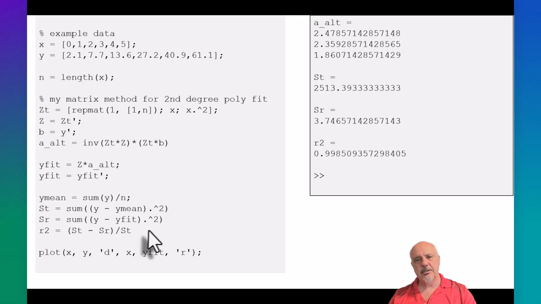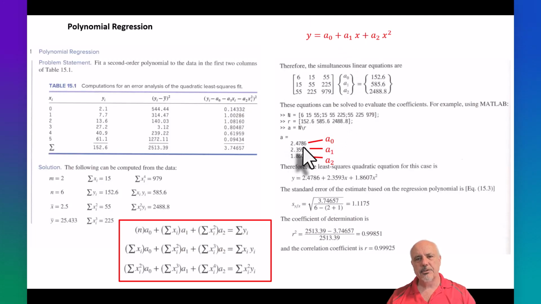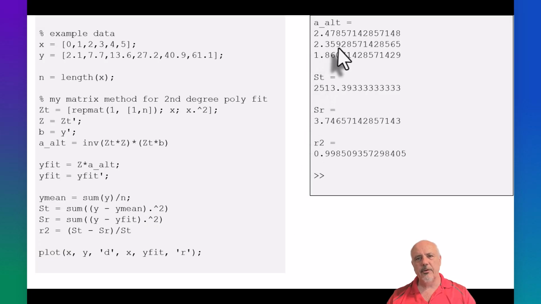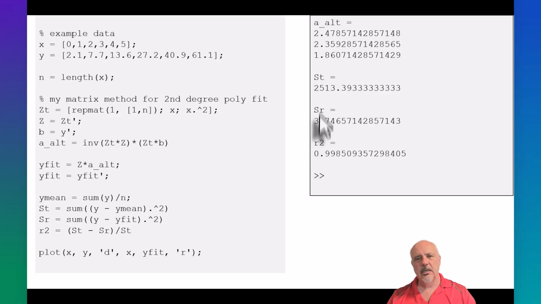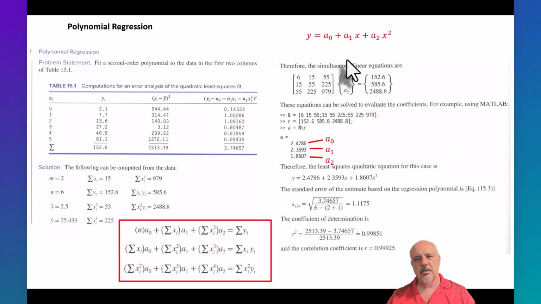And there's how good it is. So here we go. And then I plot it. I got the A alternate, 2.4785 for my A0, 2.4786, and then for my A1, 2.3592, 2.3593, and then for my A2, I got 1.8607, 1.8. So I got the same results.